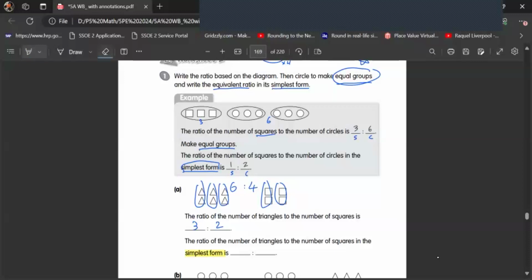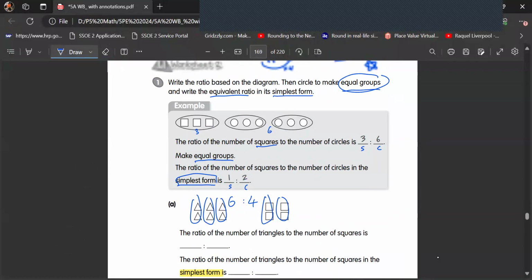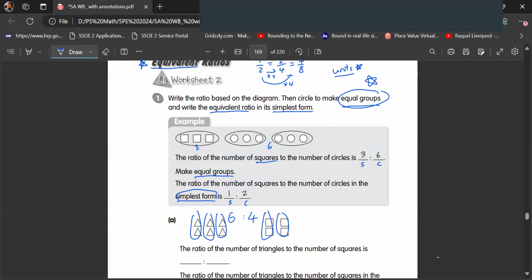So actually this one should not be 3:2. The answer for the first blank for A should be, as the question asks, write the ratio based on the diagram. So it should be 6:4 because it's the triangles to the squares, in actual numbers. Then circle to make equal groups. So that is the equivalent. And then the simplest form is the next part.